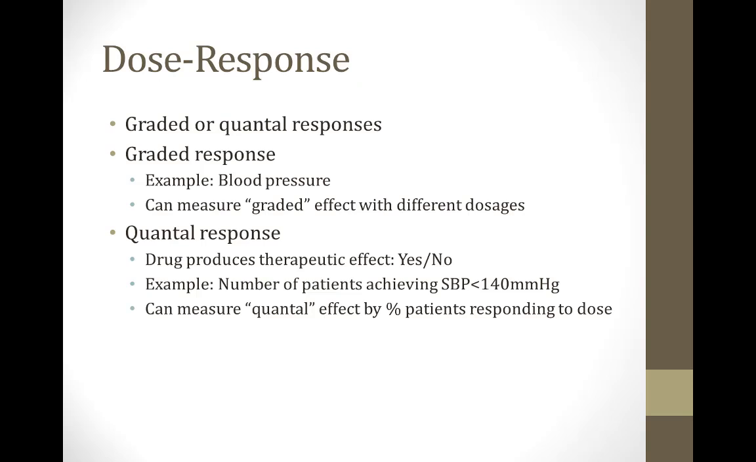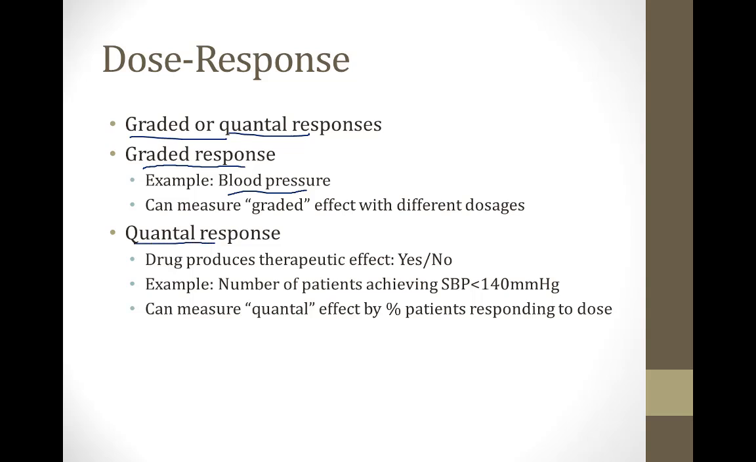There are two types of responses that we measure and chart on dose response curves, and those are called graded or quantile. So a graded response is something like blood pressure. It's a number, it's a measurable effect, and we can monitor how the blood pressure changes as we give more and more of the drug.